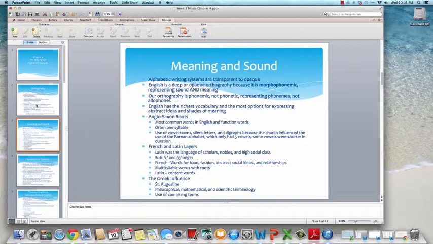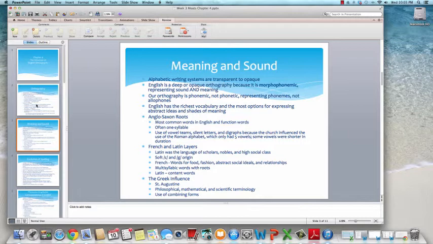So meaning and sound. The alphabetic writing systems, they can be either transparent or opaque. And again, our system is alphabetic. There are still very much other symbolic or syllabary systems in place today. For instance, Chinese or Japanese, they might represent whole words or concepts in their symbols or syllables. But of course, English is an alphabetic writing system, like more Greek-based languages such as English, French, and Italian and Spanish.